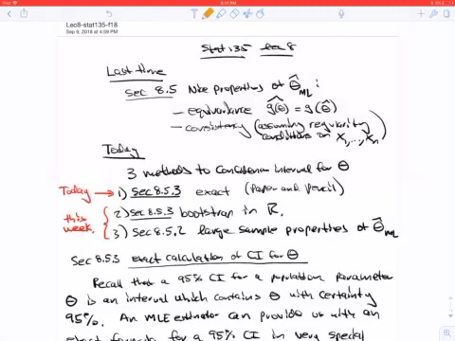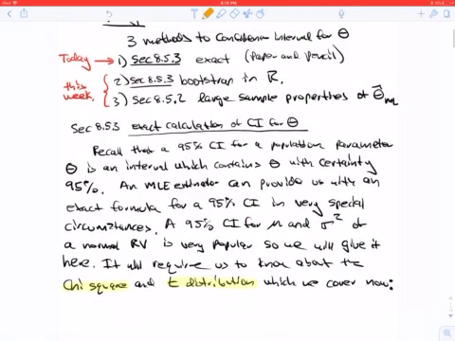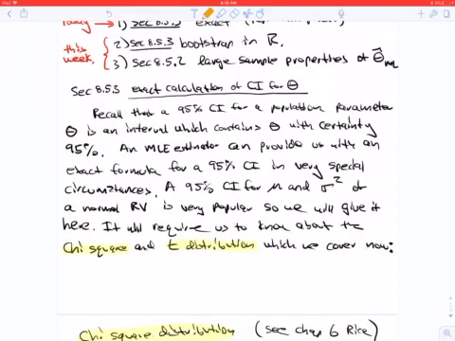So last time we considered nice properties of the MLE estimator, including equivariance and consistency. Today, we're going to look at how to make confidence intervals for a parameter exactly, using paper and pencil. This is section 8.53. There are two other methods that are more commonly used, bootstrapping and large sample properties of the MLE estimator, that we'll consider next time.